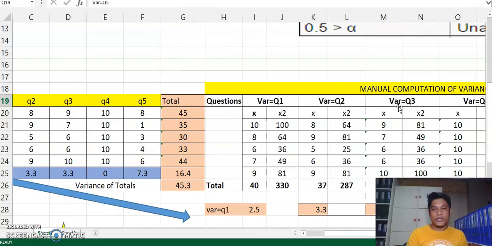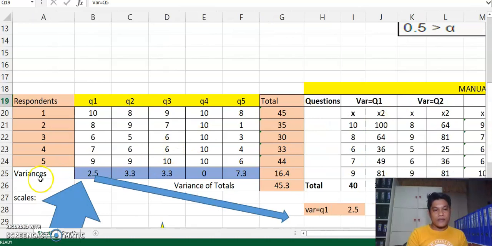That's the manual computation. But if you do the shortcut, because I introduced the shortcut, you can also type equals var.s, highlight the data, and everything shall be computed, the same shortcuts here. As you notice, 0 is the variance for question number 4 because there is no response that deviates from the other responses. All of them rated 10. So meaning no deviation, no data vary from the other responses. That's why it's 0.